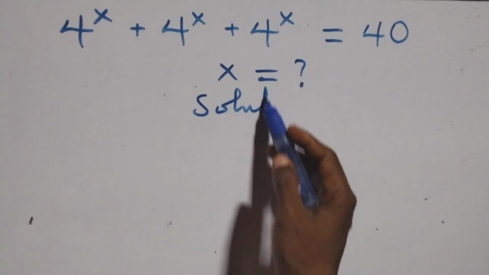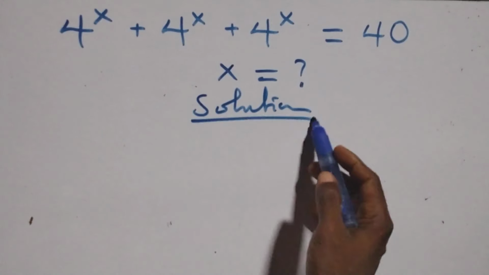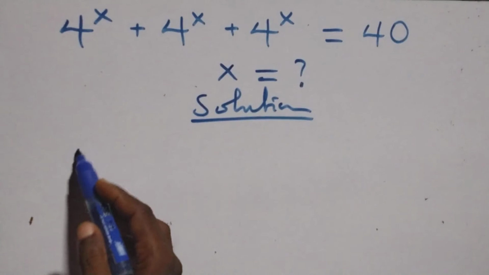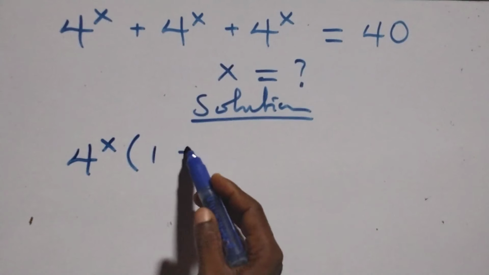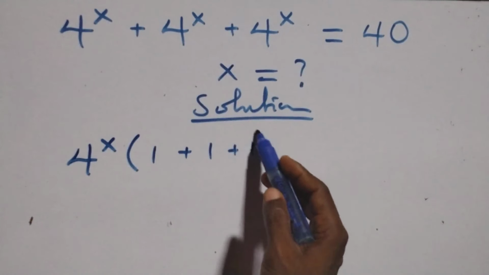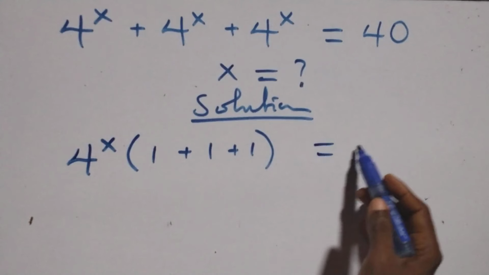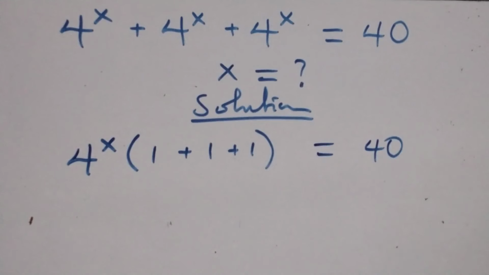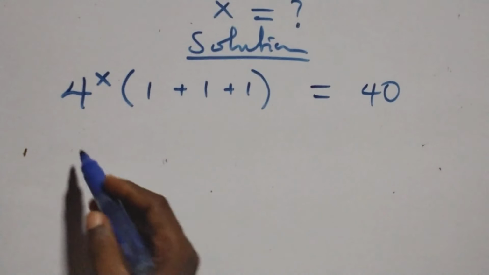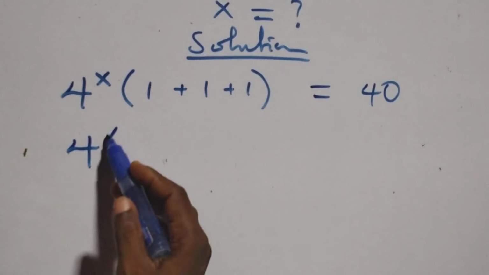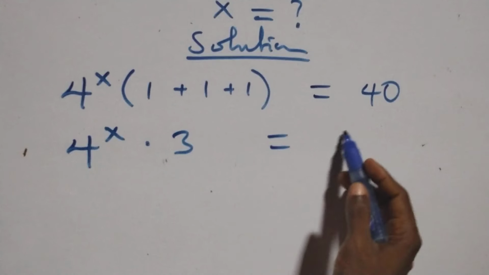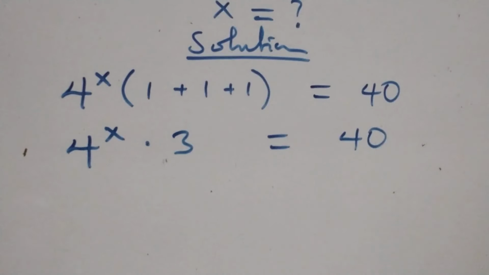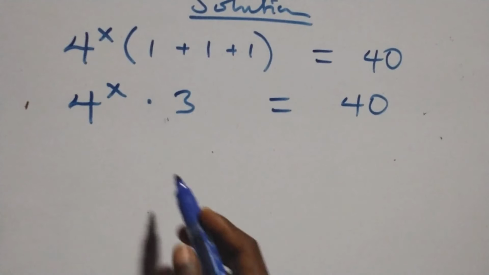Solution from here. What we have here is the factor 4 raised to power x. That is, we have 4 raised to power x into brackets 1 plus 1 plus 1, then equals 40 on this side. Next step, this becomes 4 raised to power x times 1 plus 1 plus 1, that's 3, equals 40 from here.